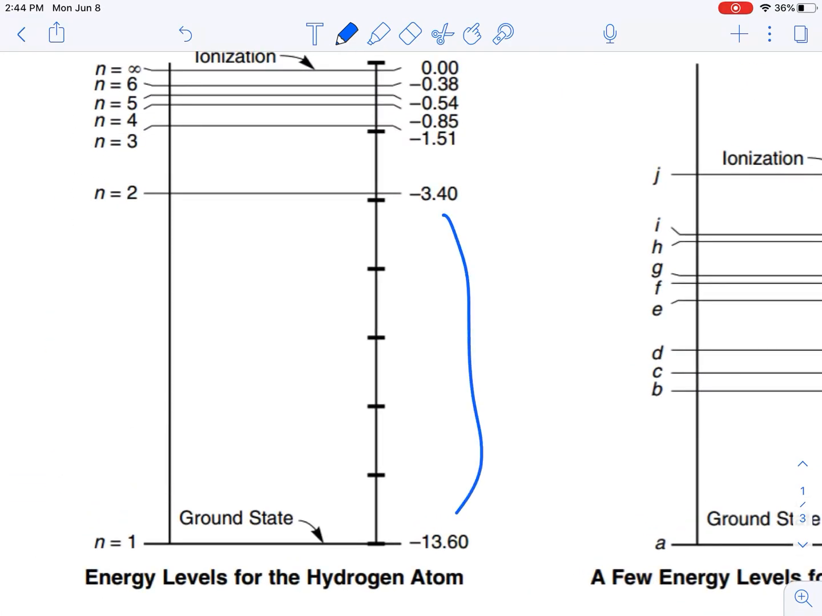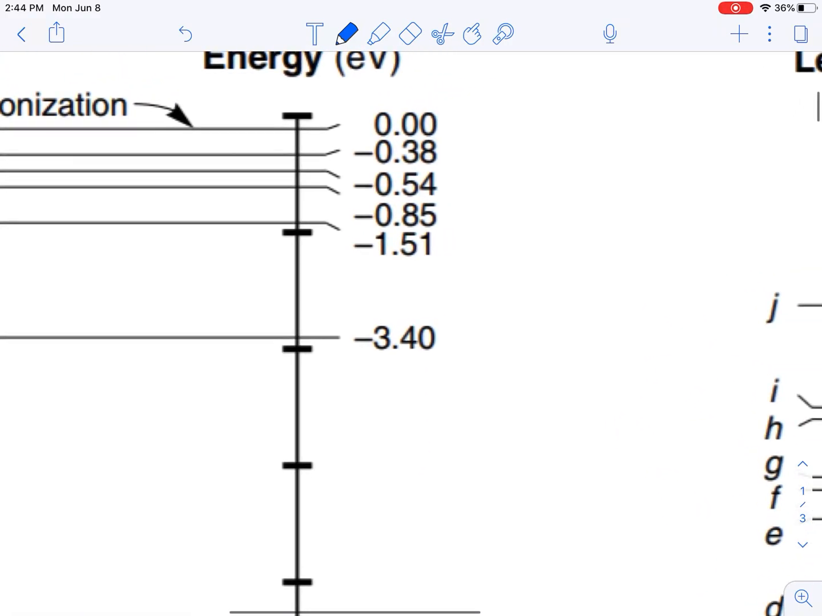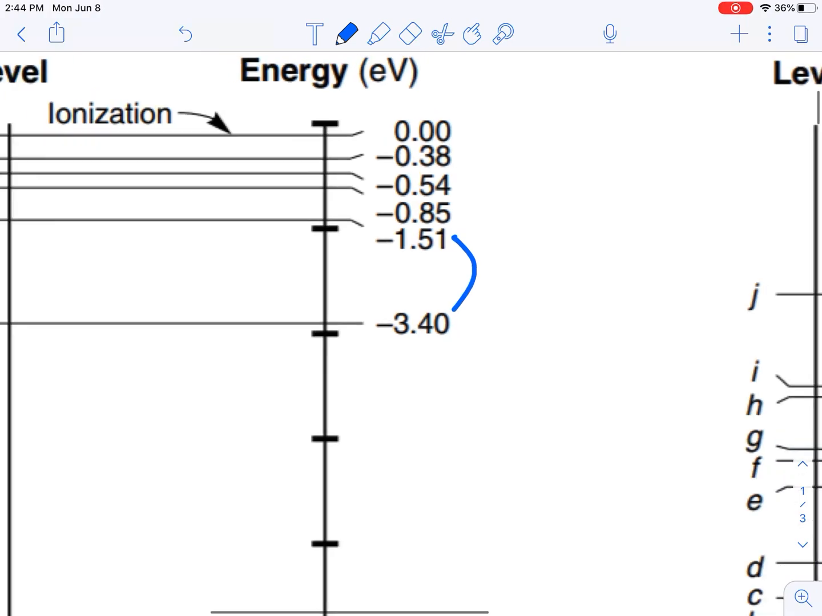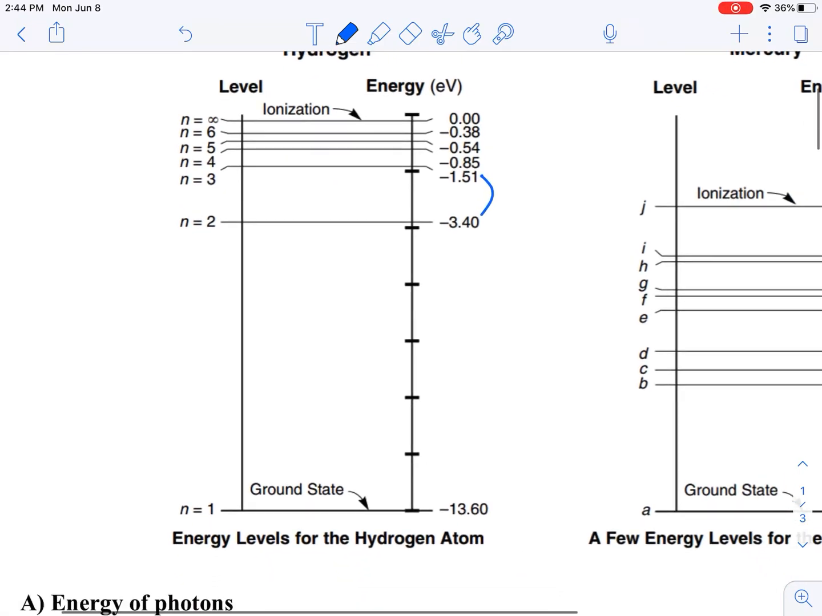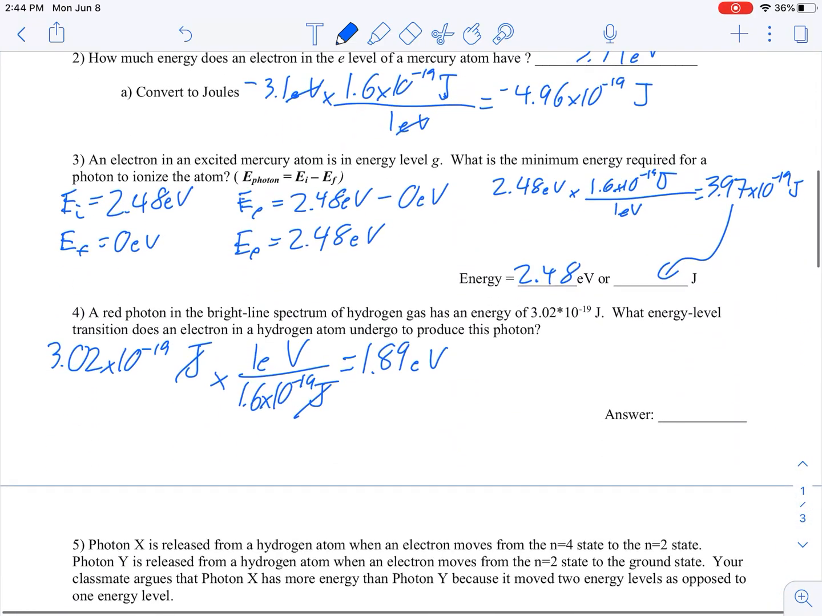All right. So it's not these two, right? That's way too big. But let's try the next one. Let's look at this transition here. So we have 3.4 and 1.51, excuse me. So that one seems like it's about right. 3.4 minus 1.5 is 1.9. So that's n equals 3 down to n equals 2.